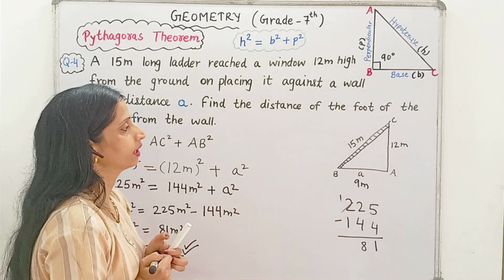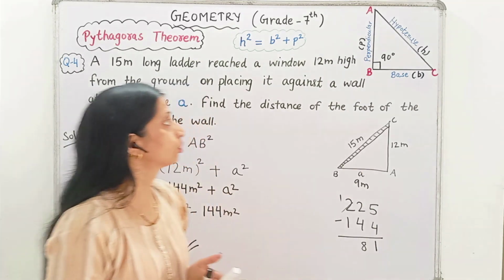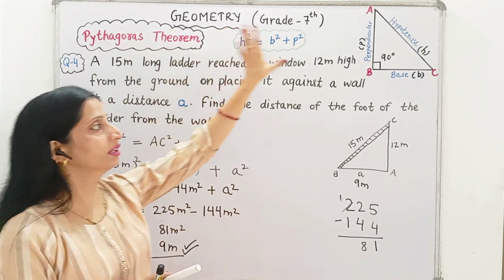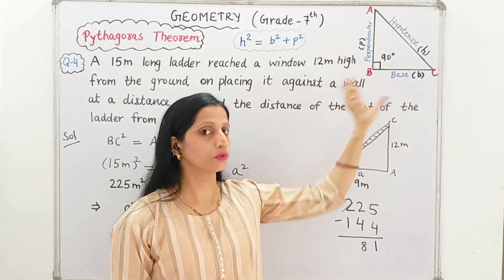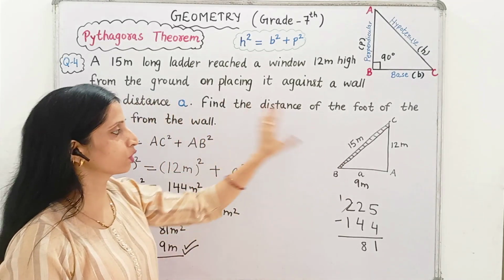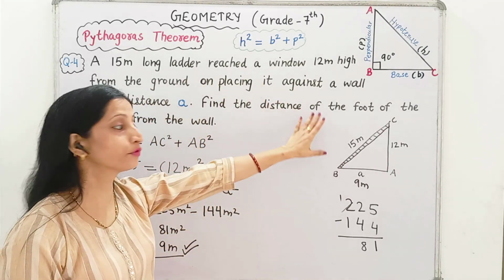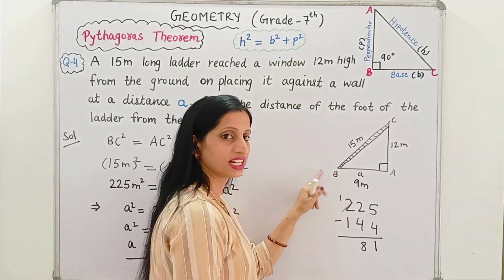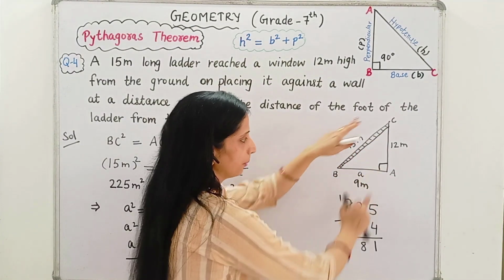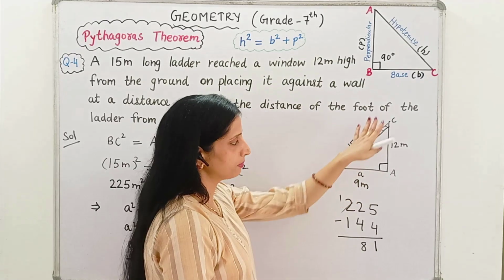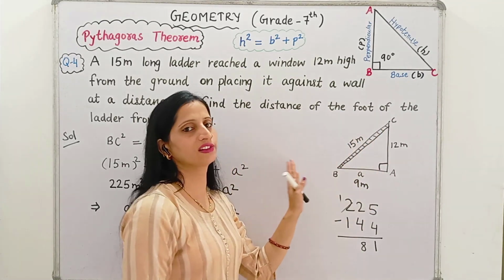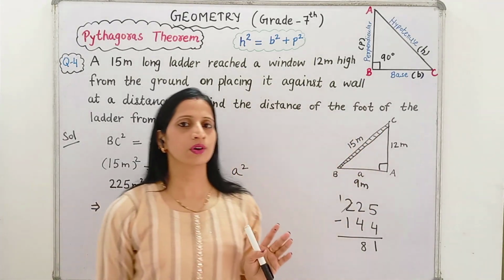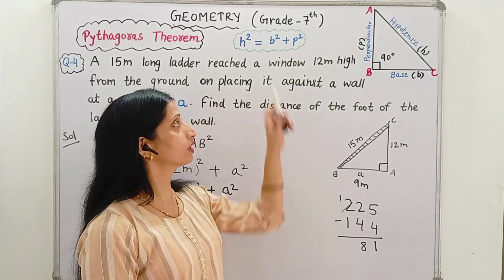Now I hope that you understood how to apply the Pythagoras theorem in the given questions. First, you have to figure out the question. Whatever is given in the question, first make a rough diagram, a rough figure. Then find out the hypotenuse, base and perpendicular, and then only solve the question. I hope that now you understood this concept.